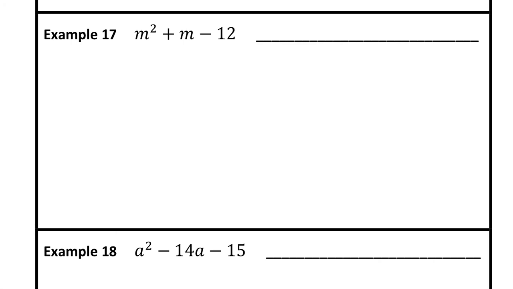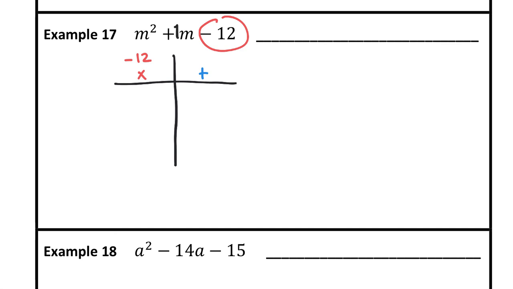Can I square root 12? No, so then it's not a perfect square. So I would use the table method right off the bat. So I'm looking for two numbers that multiply to give me negative 12, and two numbers that add to give me, what's the number in front? To give me 1. Positive 1.